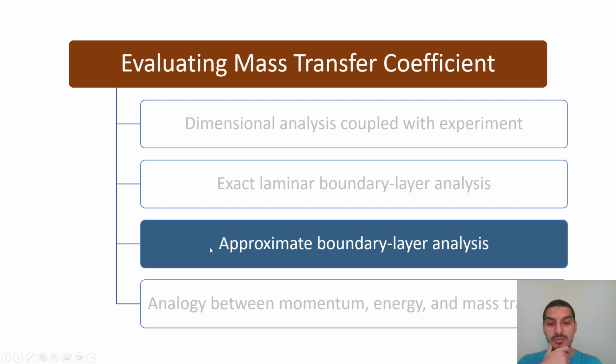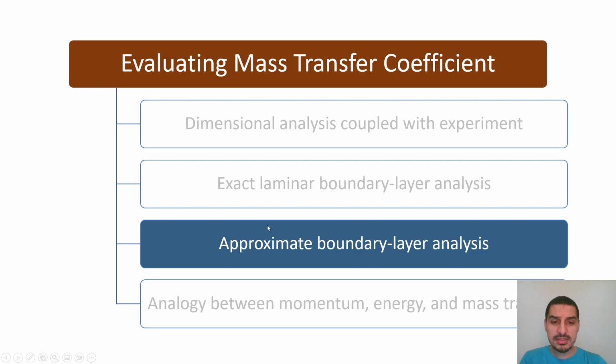the last method is about approximate boundary layer analysis, and this is similar to the previous method, which is the exact laminar boundary layer analysis, but we will notice there are two main differences here. The first is that this is approximate and this is exact, and by approximate we mean that there are some assumptions that we make, so the solution is not 100% accurate. It's very close to the actual or the true results, but it's based on some assumptions, and that's why we cannot consider this as exact analysis. It's an approximate analysis due to these assumptions.